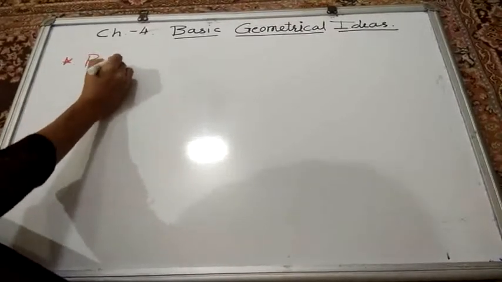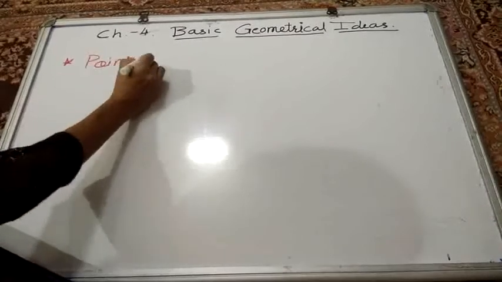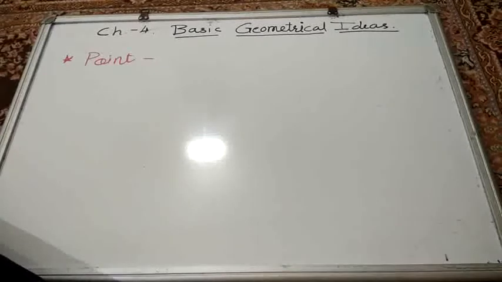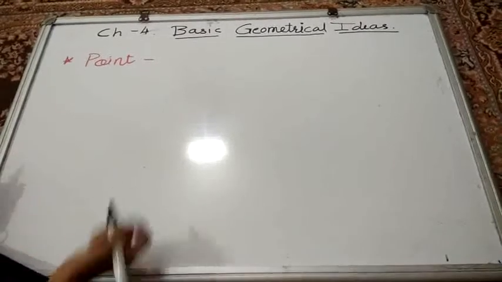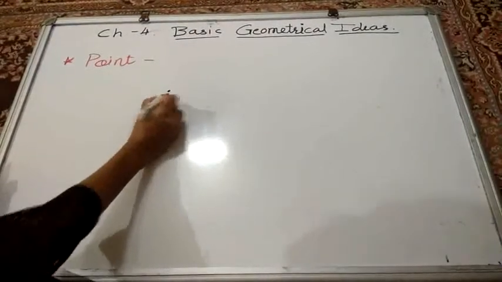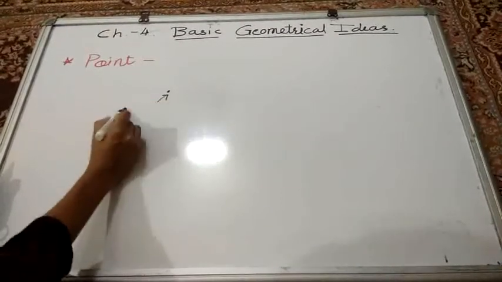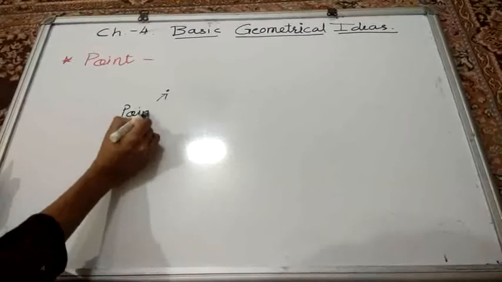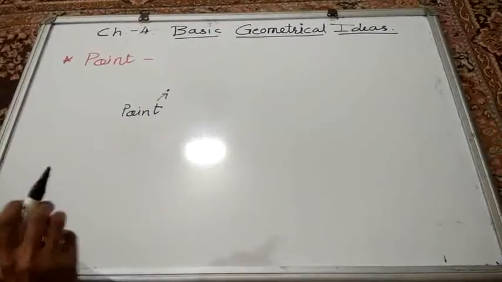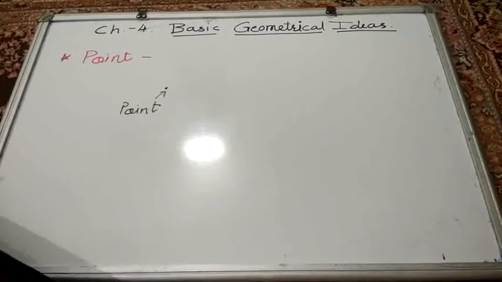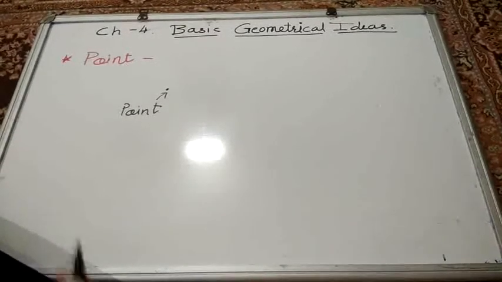We will learn what is a point. A point is nothing but a tiny dot. What is this? It is a tiny dot, and this tiny dot is known as a point. Now to draw this point, we use a pen or the sharp tip of a pencil.